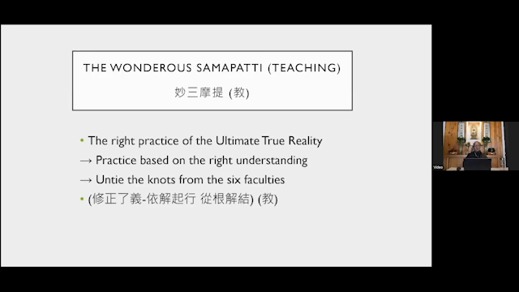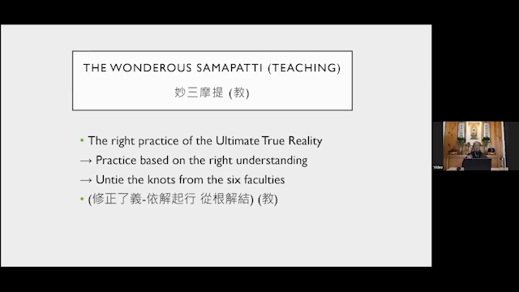And then the second part is to untie the knots from the six faculties. That's the main practice here. How can we use our six faculties to untie the knots, meaning the afflictions, and then achieve enlightenment? As human beings, we have six faculties, and that is a very precious gift that human beings have.